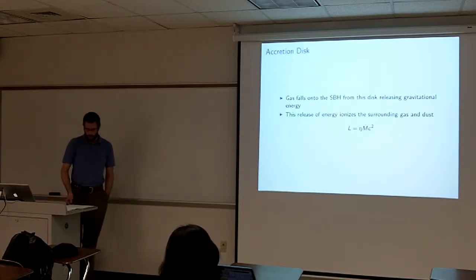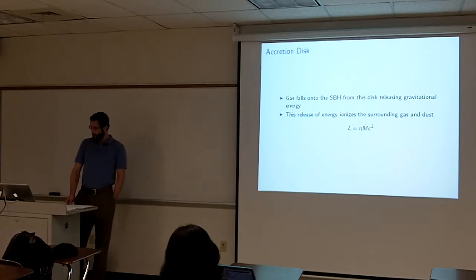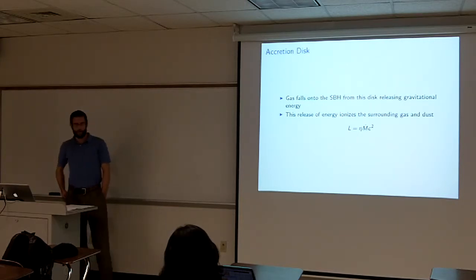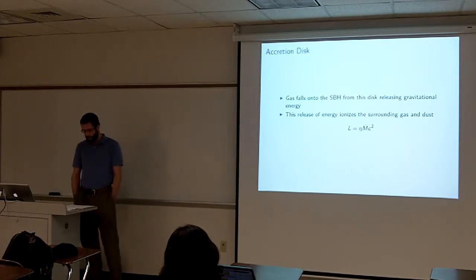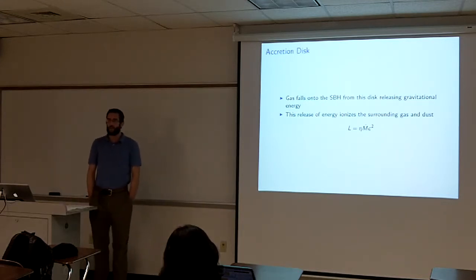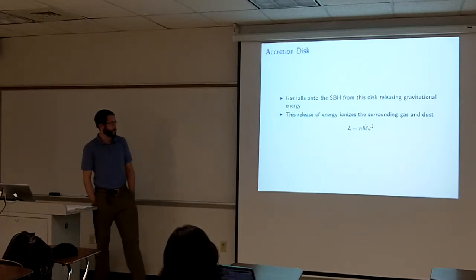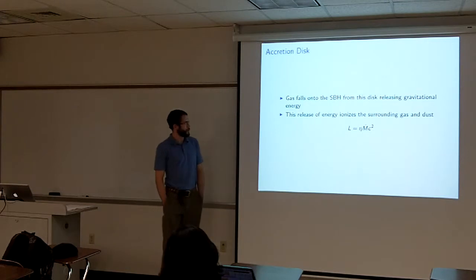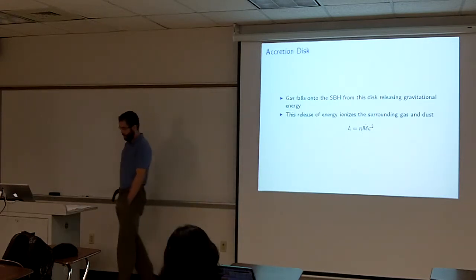So the accretion disk that was shown in that model, from the accretion disk, gas falls onto the supermassive black hole, which releases a large amount of gravitational energy. So from the bolometric luminosity, if you measure the bolometric luminosity using this relation here, you can determine the accretion rate of the mass onto the black hole.